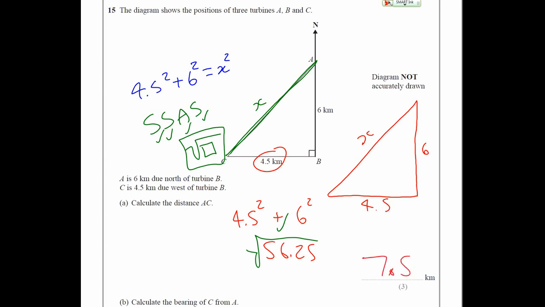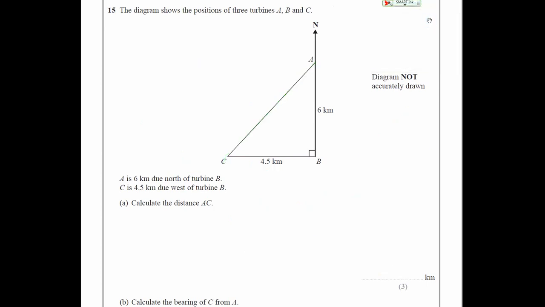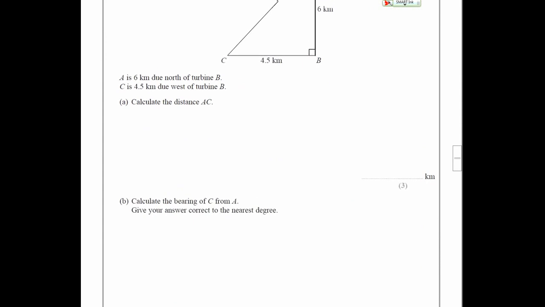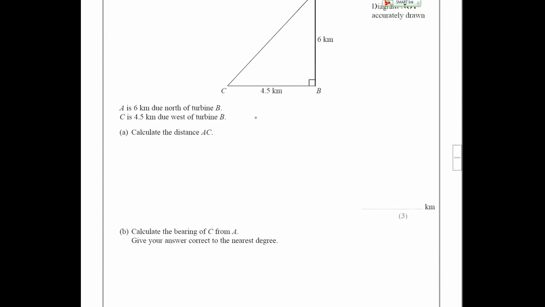That gets you 3 marks. Okay, clear ink. Calculate the bearing. Okay, fair enough. Probably shouldn't have got rid of that. What do you call it? Triangle. Okay, because we need it again.